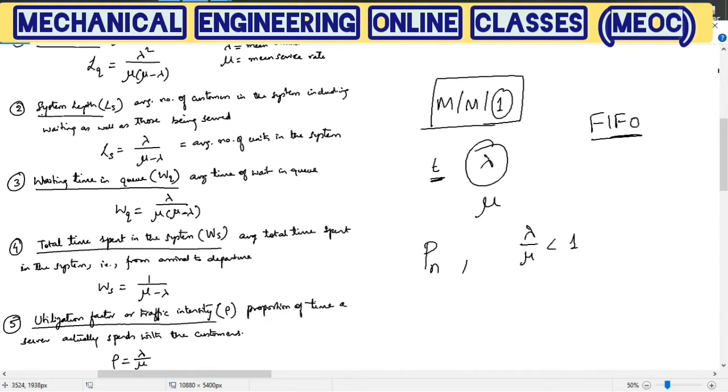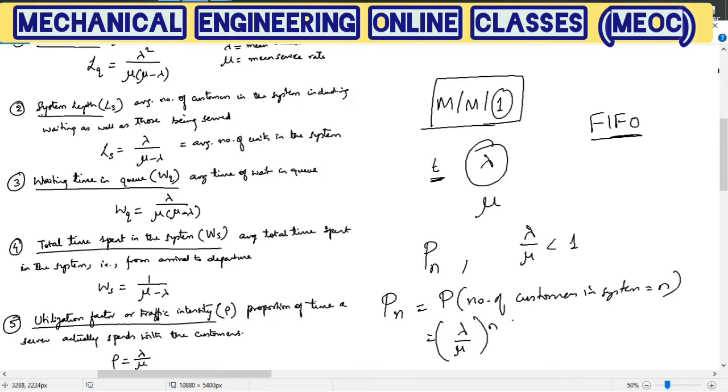The probabilities may be written as Pn, the probability of n customers in the system. We can write this as (lambda by mu) to the power n multiplied by (1 minus lambda by mu), where n is 1, 2 and so on.